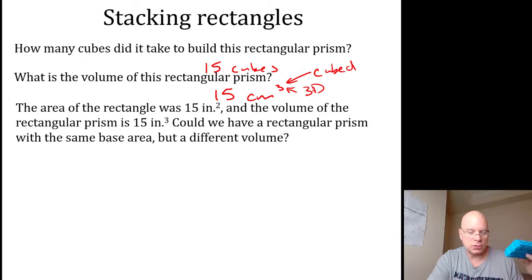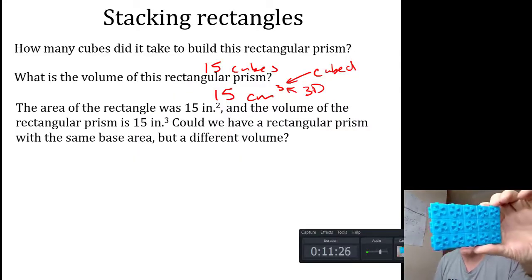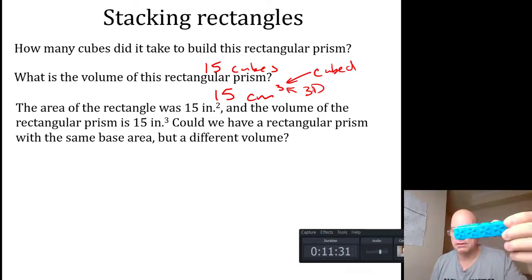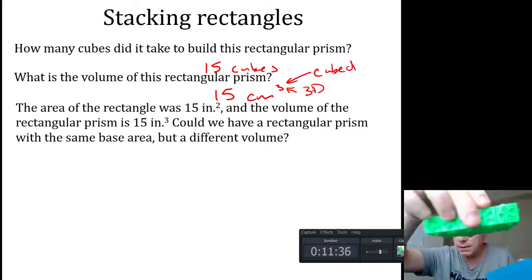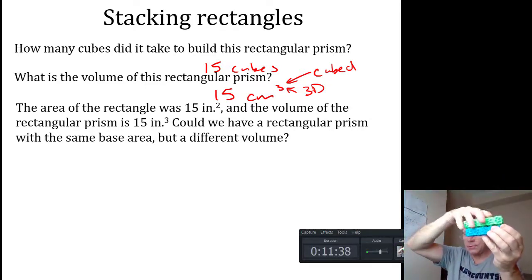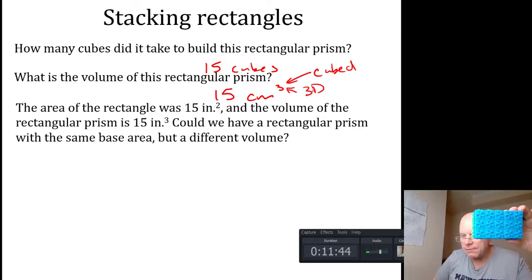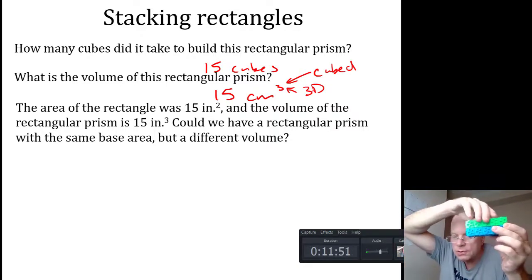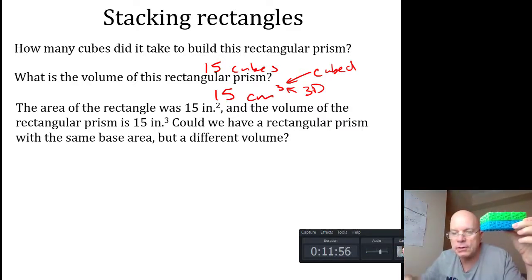So the next question is, could we have a prism with the same base, same 5 by 3 base, but a different volume than 15? And the answer is yes. If you have another one and you stick this one on top of this one, you still have 5 by 3 as your base, but now you've got 2 layers of 15 cubes. So 15 times 2 for a total of 30 cubes.